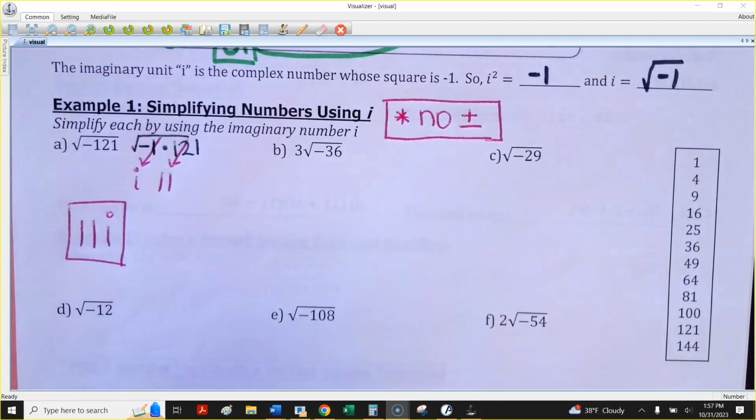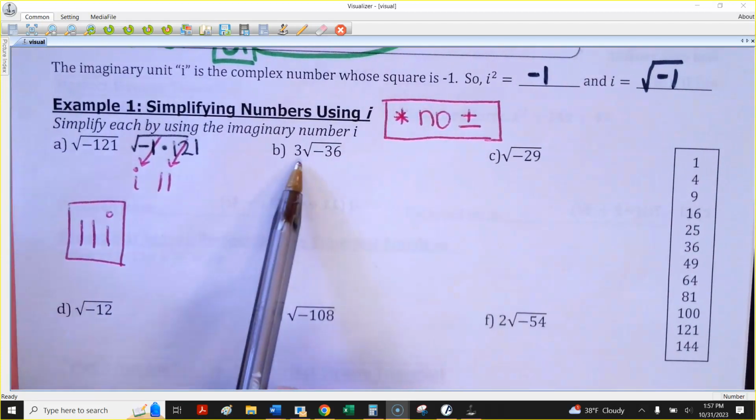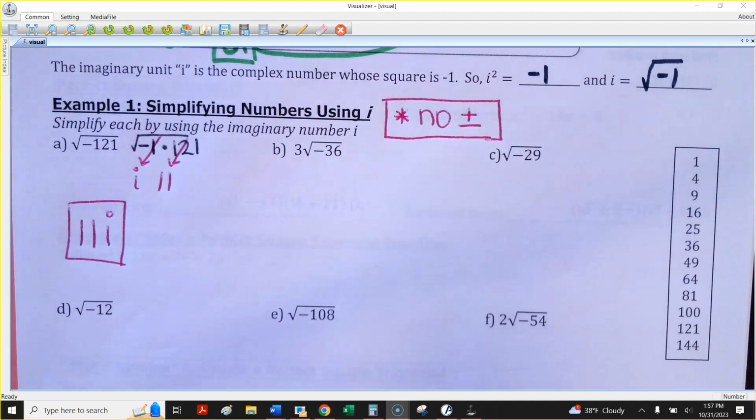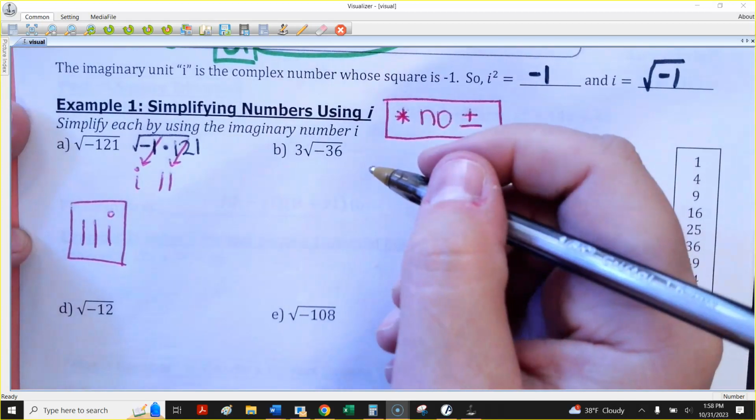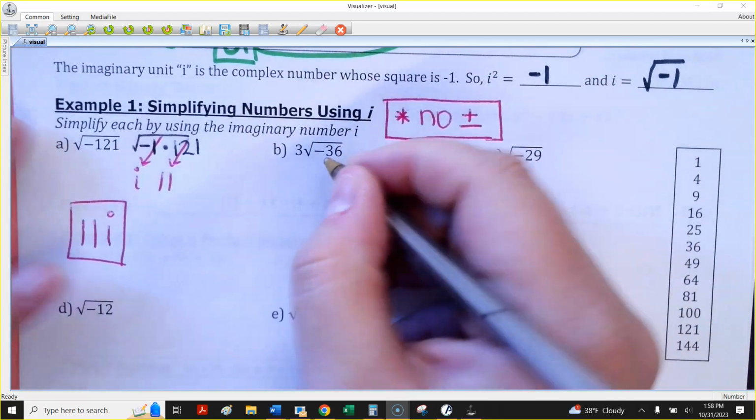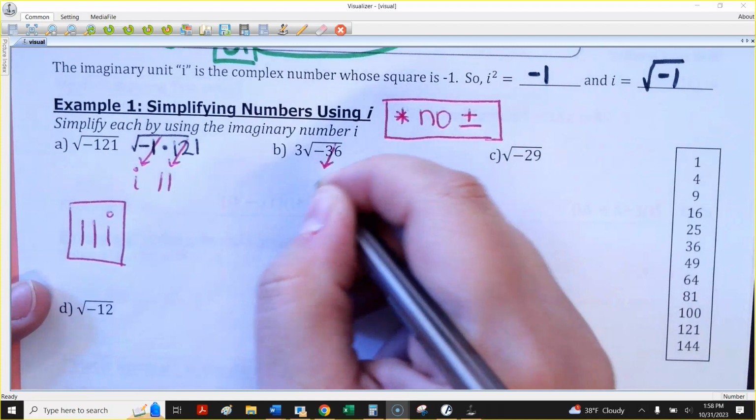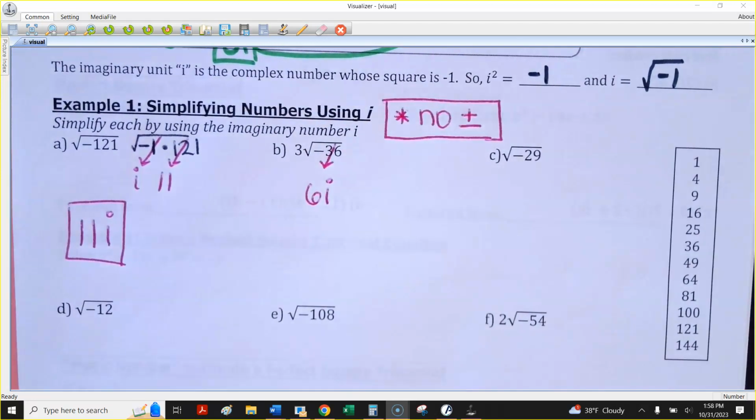Okay, so if you see this next question, I have 3 times the square root of negative 36. 36 is a perfect square. Negative 36 is a perfect square in imaginary land. So what is the square root of 36? 6, right? Okay, all you do if it's negative, this would just come out as 6 with an i attached to it. That's the only difference. You're just going to put an i with it. That takes care of the negative.